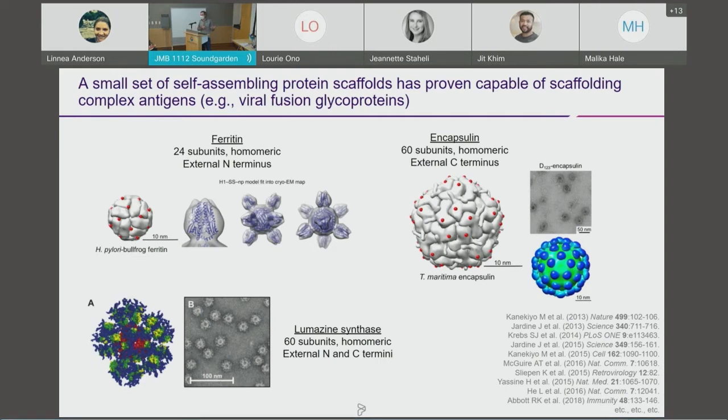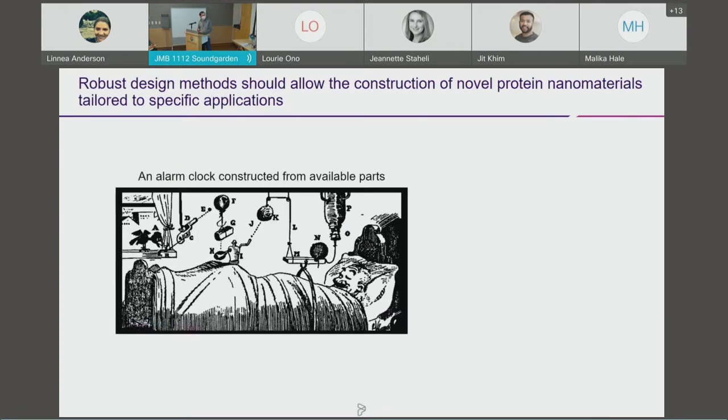Also, the structural features of these scaffolds are fixed. Ferritin is ferritin. It's always going to be ferritin. You can't really change its fundamental structural properties. So if you want to try something different, if you have an antigen that requires a different solution, you're kind of stuck, right? And so that's the problem that we have been using computational protein design to solve. And the basic idea is that if we have robust methods for designing new protein-based technologies, we should be able to tailor them to specific applications.